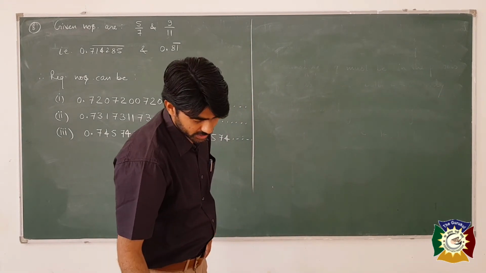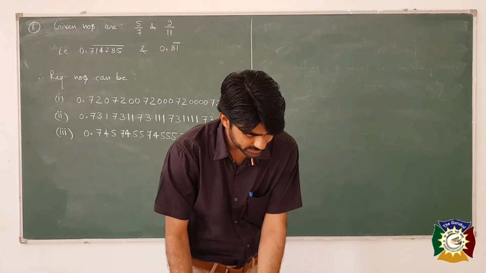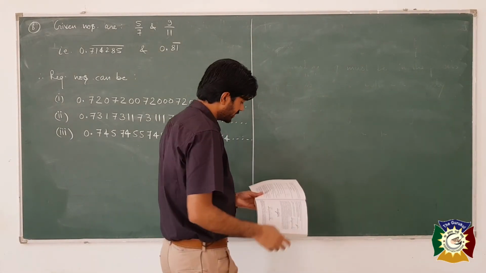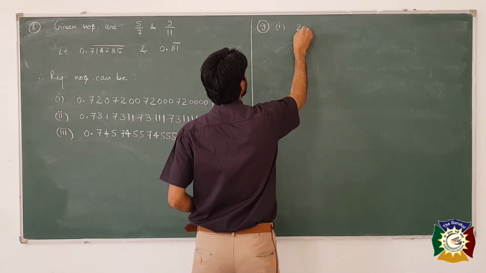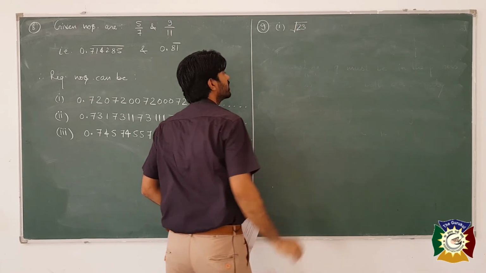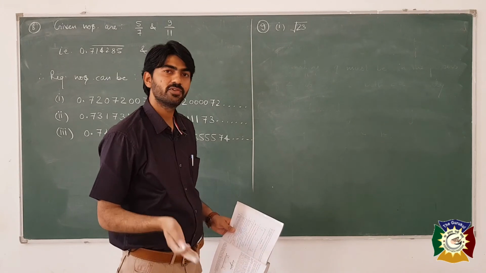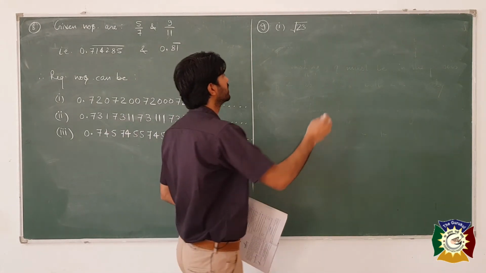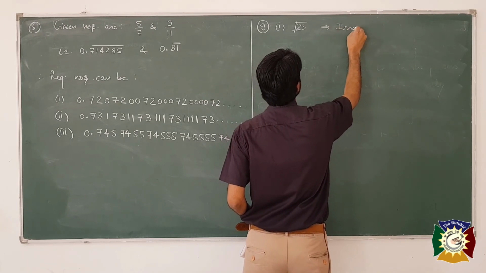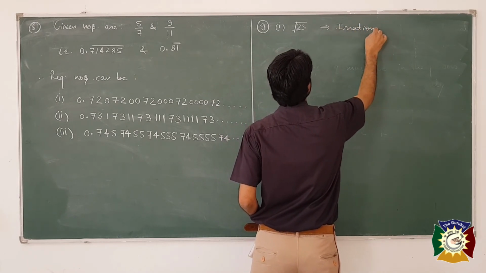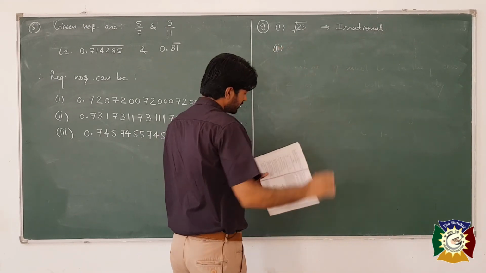So now see, first part, square root of 23. 23 is not a perfect square number, therefore its square root will be irrational. So it is irrational.